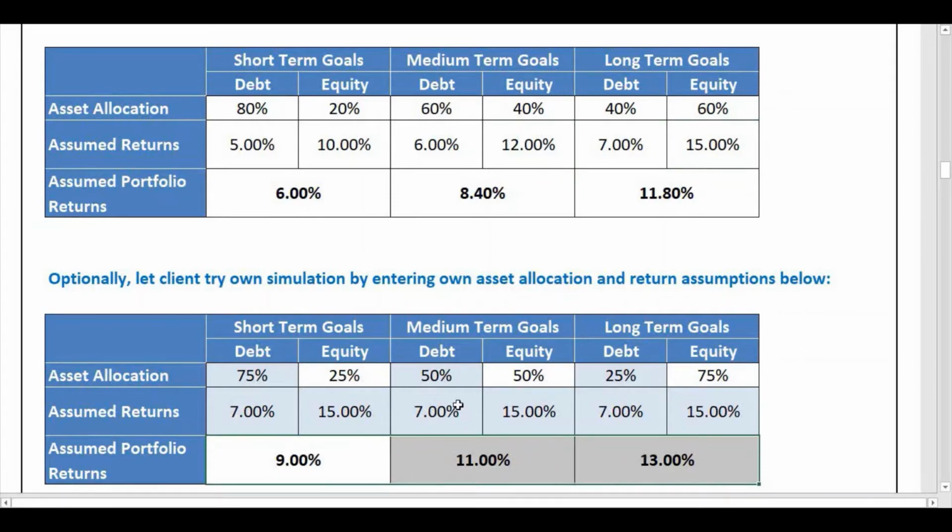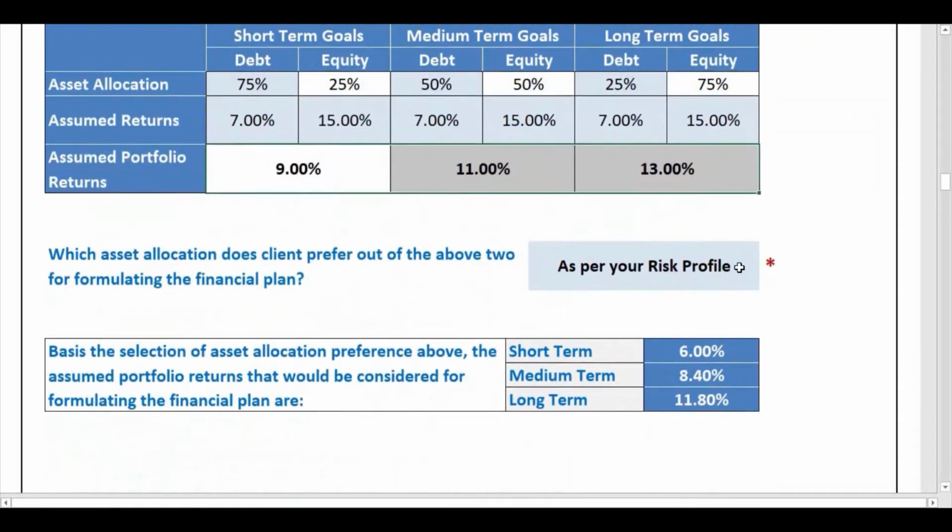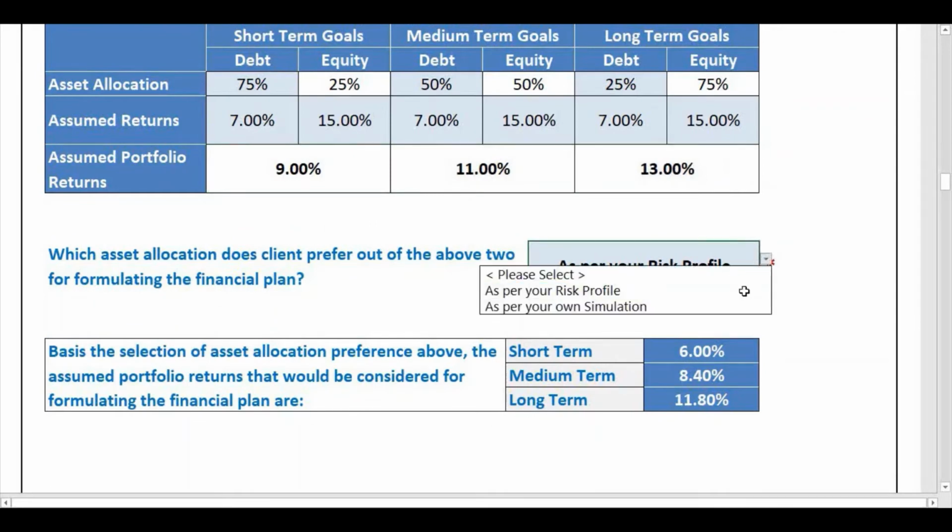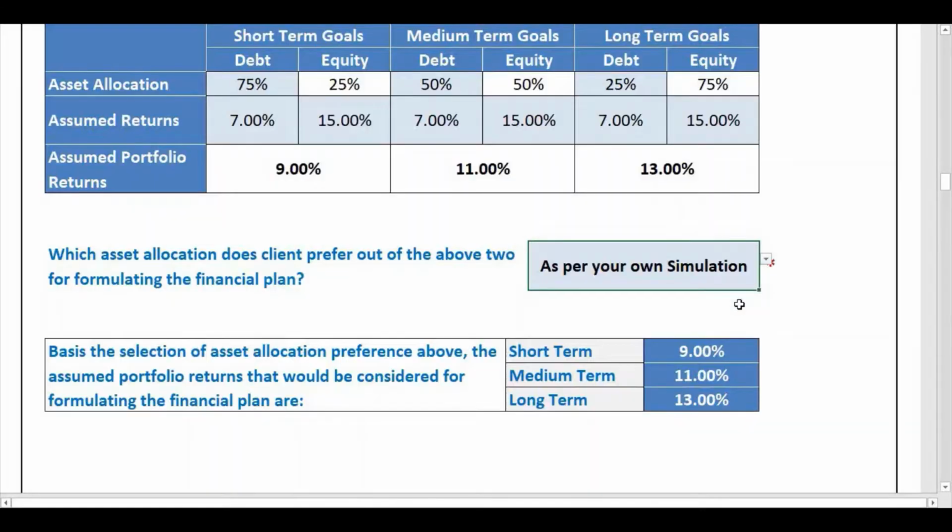Further, you also need to select from the drop-down list which asset allocation you would prefer, that is, the one originally derived by the system, or the one that you have formulated on your own, if any. Your financial plan shall be generated based on the return estimates displayed here.